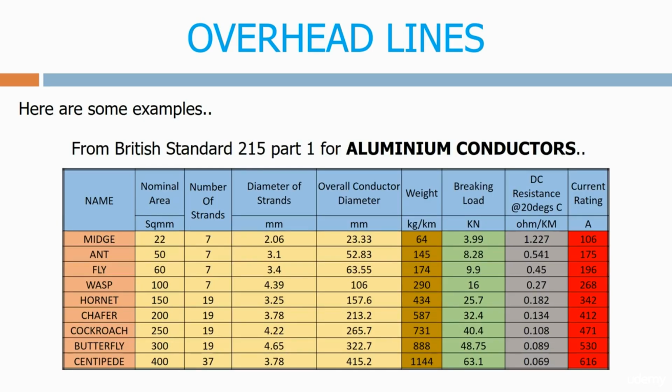From British Standard 215 Part 1 for aluminium conductors. This standard uses the names of insects for the different conductor types. The number and diameter of the strands is different for each conductor. This affects all of the conductor characteristics, such as the overall conductor diameter, weight, breaking load, DC resistance, and current rating.